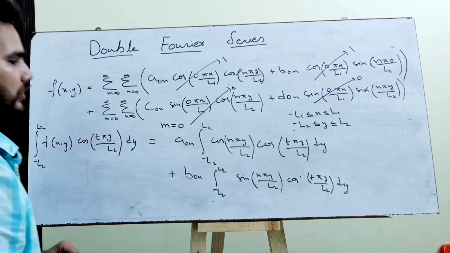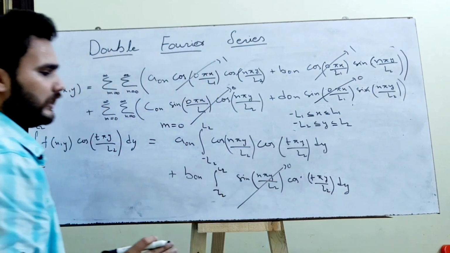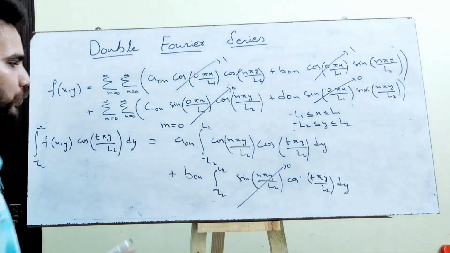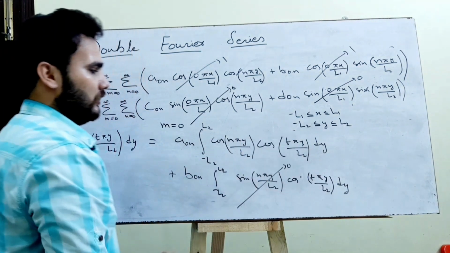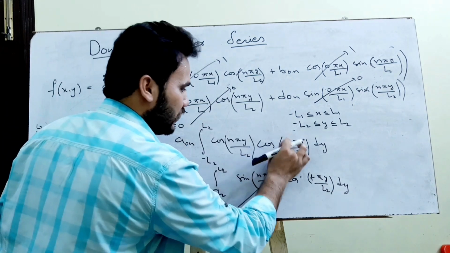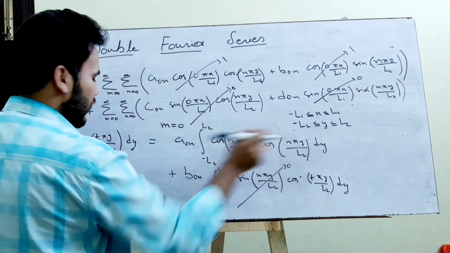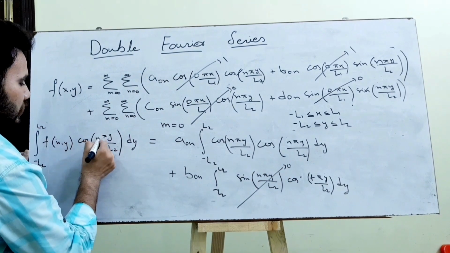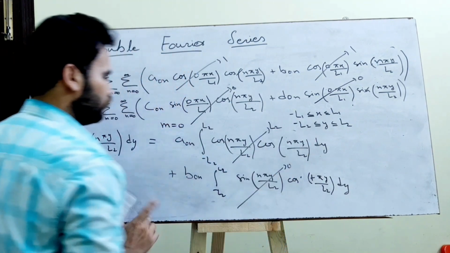Now again we know that this will be 0 because of orthogonality and the result we have computed. Now for this one, if n is not equal to t, then this integral will be 0. If n equals t, then this will be L2. So I am replacing t by n here and here also. So this will be L2.